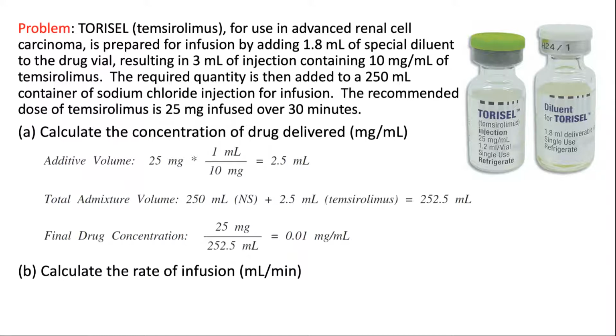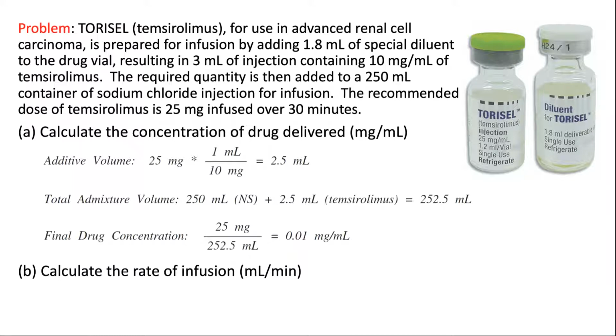That's the concentration. So now we can ask the question in part B that says to calculate the infusion rate in milliliters per minute, though. Okay, so we know we want to give this total dose. The dose to give is 25 milligrams. And we know to do that, we have to give 252.5 milliliters because that's the volume that contains the 25 milligrams. What amount of time?